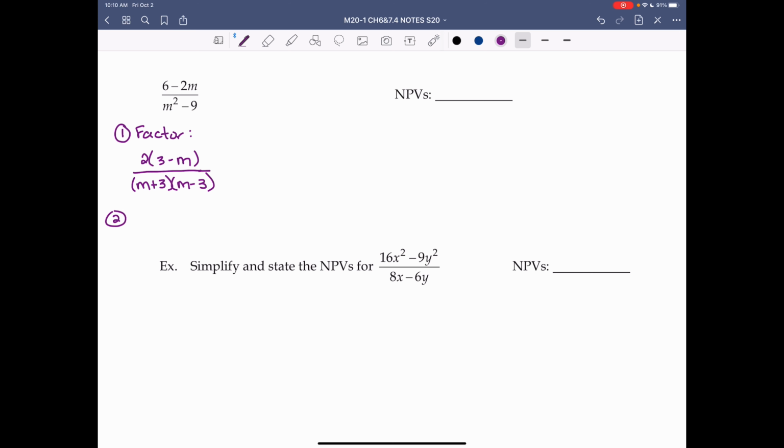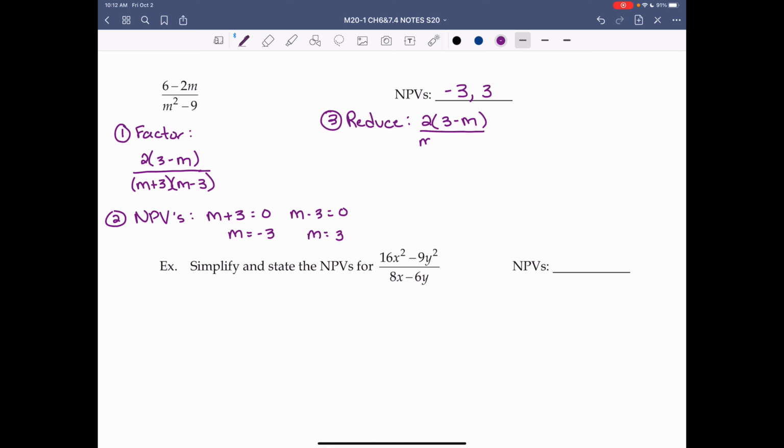Step 2 is our NPVs. We want to know when the bottom factors are equal to 0. m plus 3 equals 0 when m equals negative 3. m minus 3 equals 0 when m equals 3. So our NPVs are negative 3 and 3. Step 3, reduce our factored form to 2 times 3 minus m over m plus 3, m minus 3.